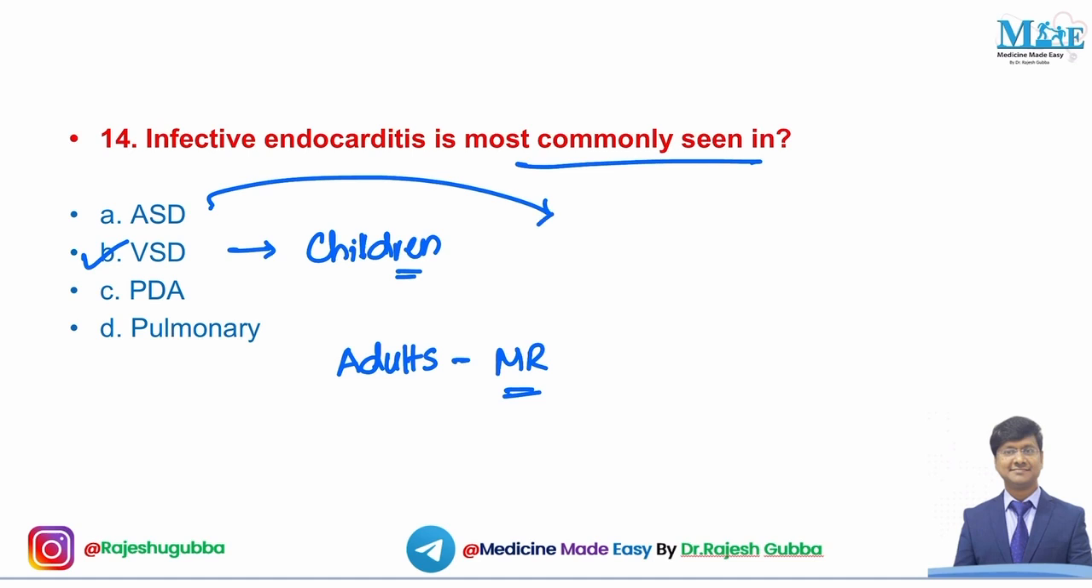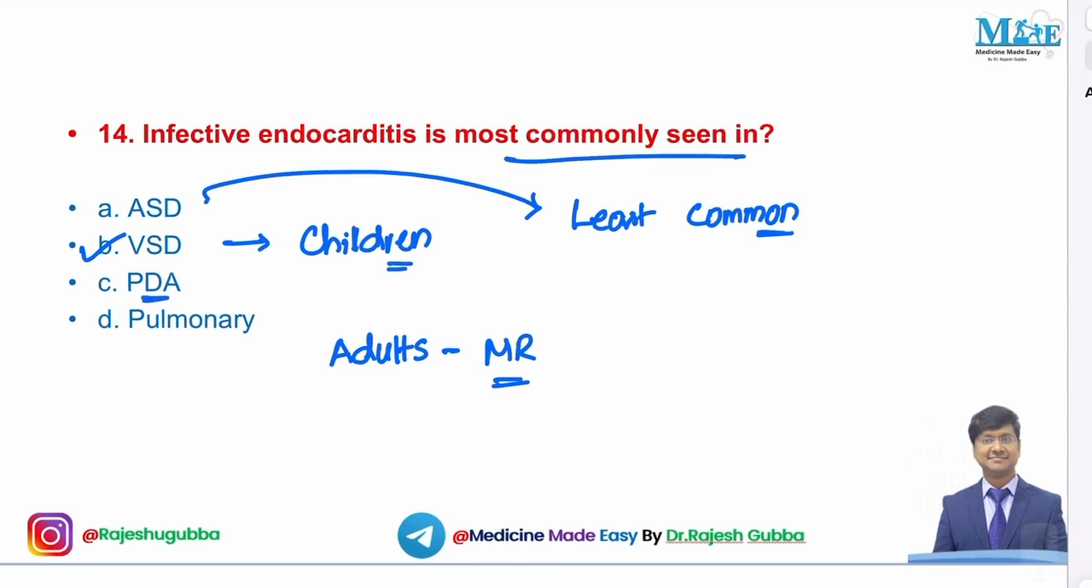In ASD, the development of infective endocarditis is least common. And patent ductus arteriosus is a high risk lesion for the development of infective endocarditis. Next question.